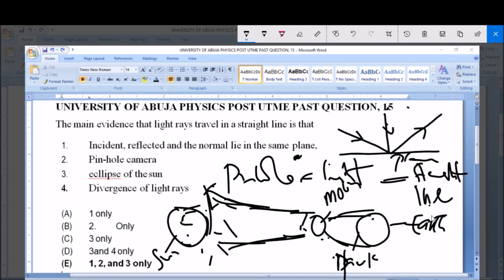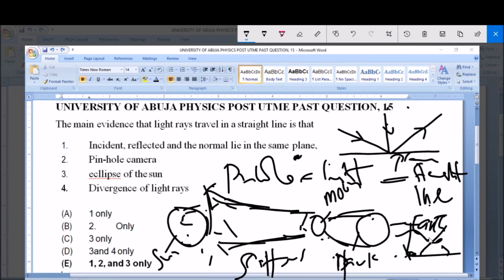Now, 4, we have divergence of light. Divergence of light is simply the phenomenon that explains how light scatters from a point. How light scatters from a point, that's divergence. Now, this is the point. The ability of light to scatter from that point refers to the divergence of light. And you agree with me that this doesn't verify that light travels in a straight line. The path of the divergence might be straight or not. It doesn't actually verify anything when it comes to light traveling in a straight line.